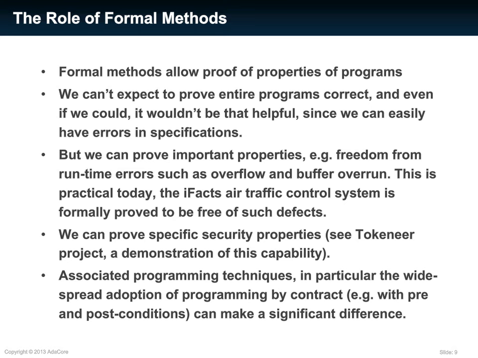We can also prove specific security properties. I refer you to the Tokeneer project. You can find that easily by Googling for Tokeneer AdaCore. It's not actually an AdaCore project. Interestingly enough, it was an NSA project to show that generating completely secure software is feasible and affordable. Tokeneer controls access to a restrictive facility by means of biometric information like iris scans, and a typical specific security property would be that someone who does not have the right biometric information cannot pass through the door, and that's a very well-defined property. And in the case of Tokeneer, a number of such security properties are formally proved.